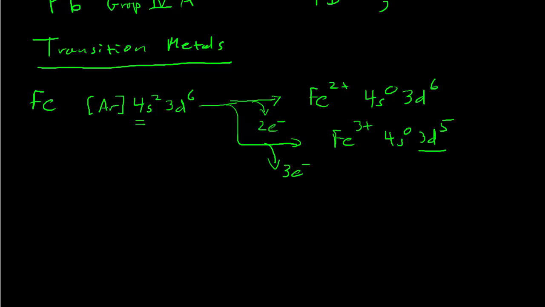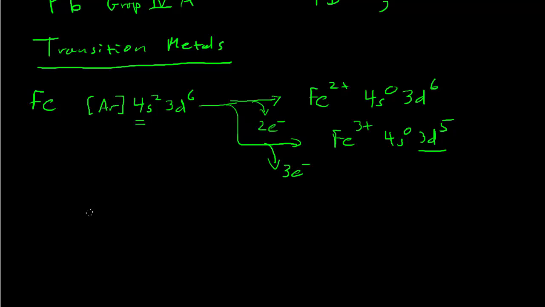You'll remember that having a half-filled subshell confers a little bit of special stability. So maybe there would be some impetus for iron to go ahead and give away 3 electrons, 2 from the s shell and 1 from the d shell, to make an iron +3. So both of these cations exist for iron. And in fact, there are some other ones as well. We can continue to remove some electrons out of the 3d orbital. But these are the most common.